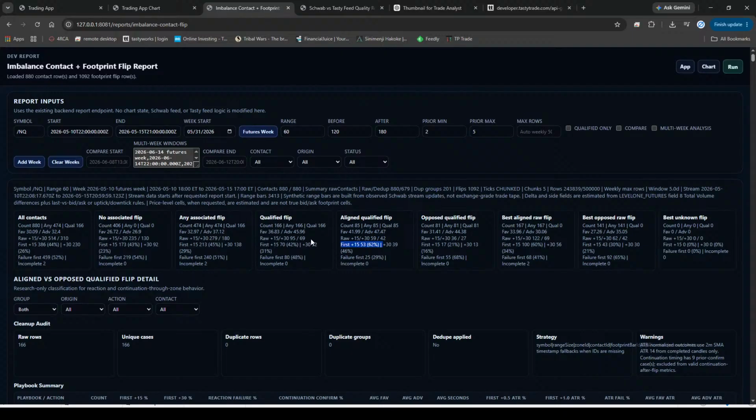All of a sudden, we've gone from some kind of 50% of the time it happens, 48% of the time it happens when I qualified it. Now, 30% of the time it fails. So that's telling me almost 70% of the time that I get the flip, it reverses.